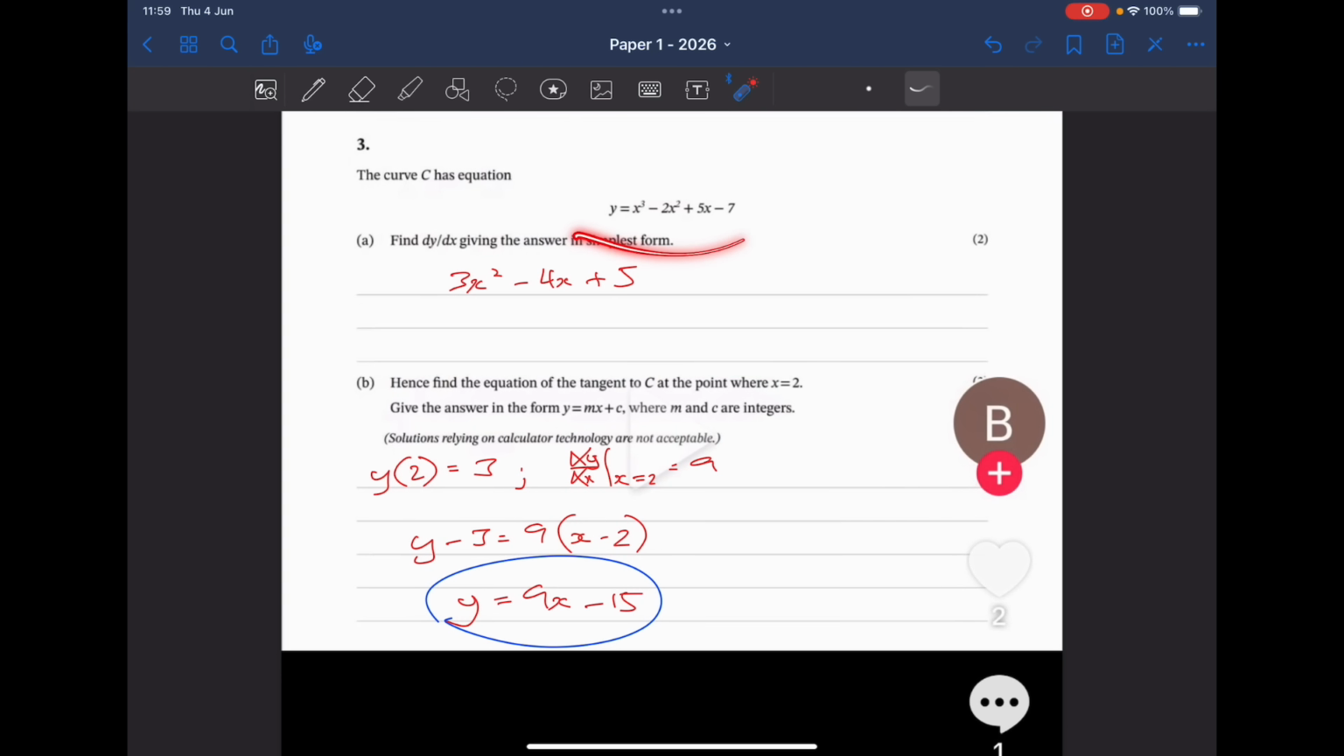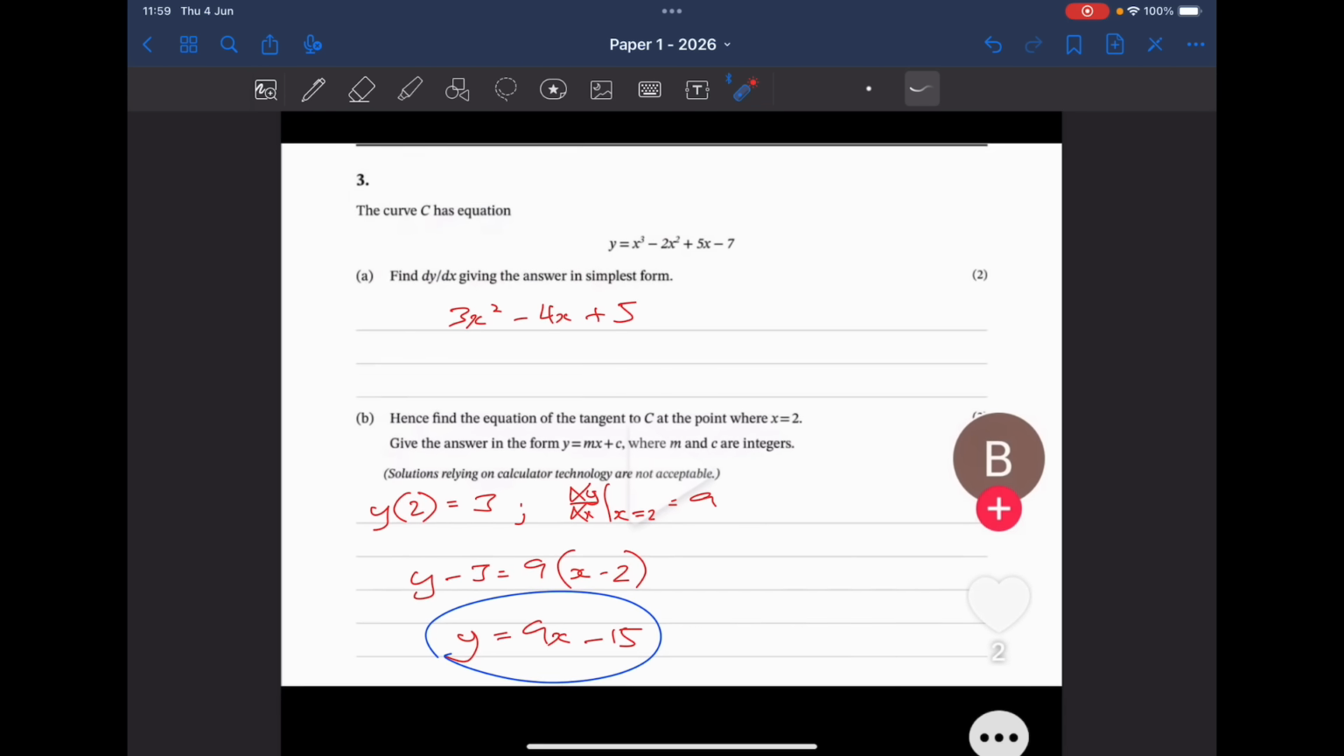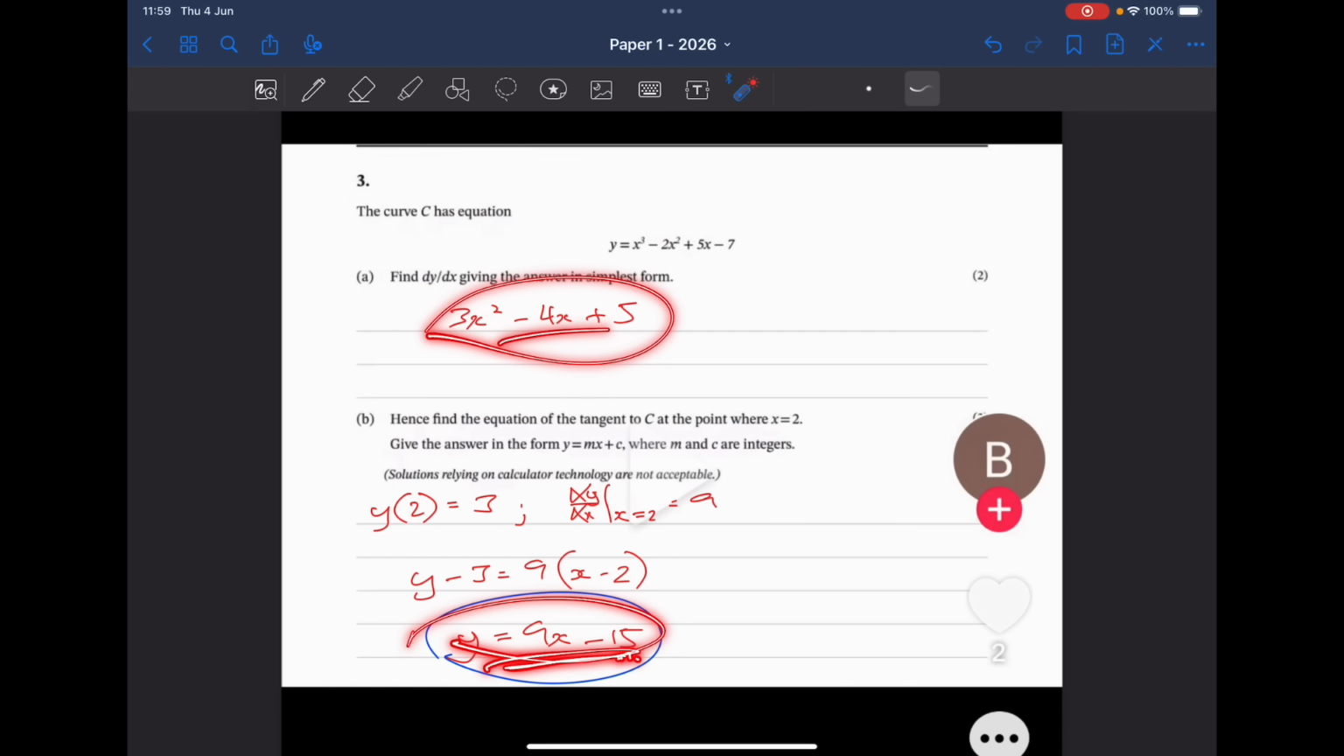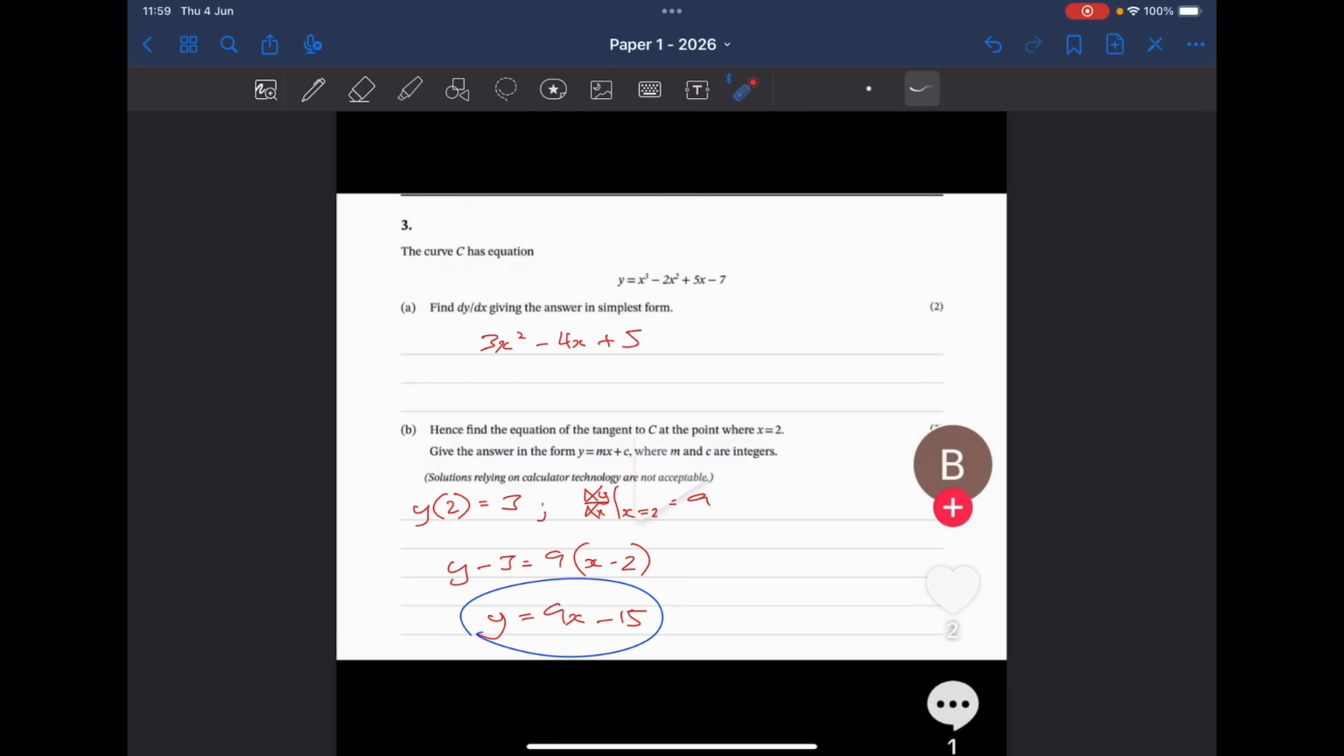And again, if you plot this graph, if you put in point 2, you get the gradient function at that point. It is this curve. It is that exact curve. This is the tangent. Everything does work out correctly.